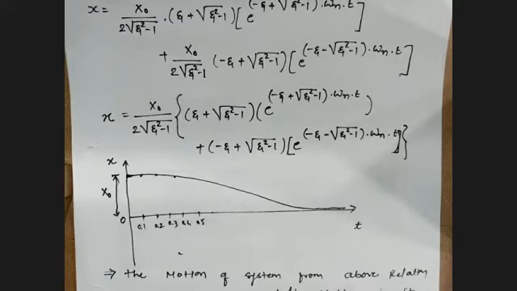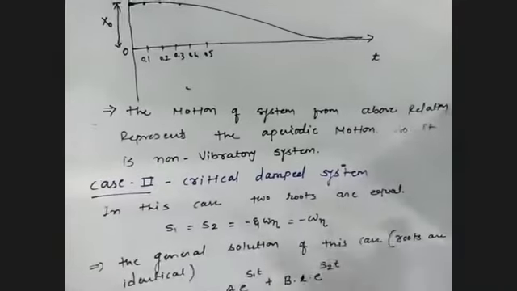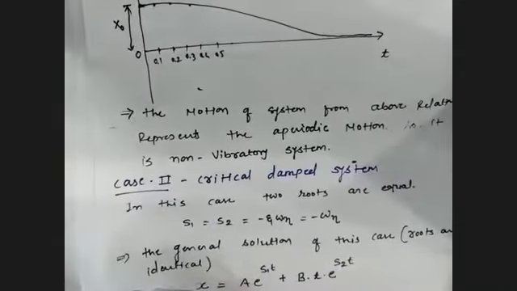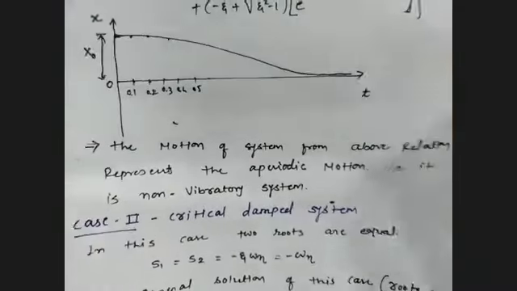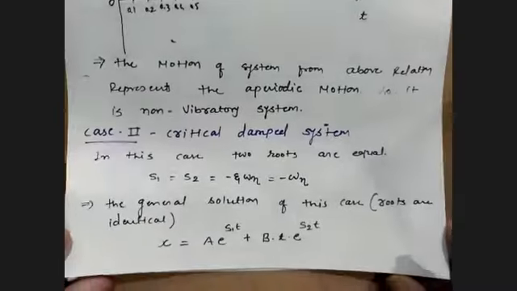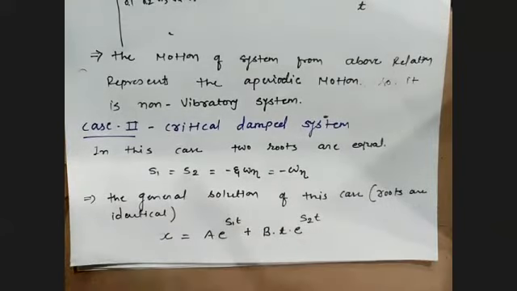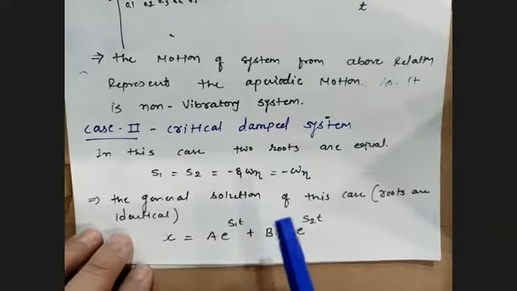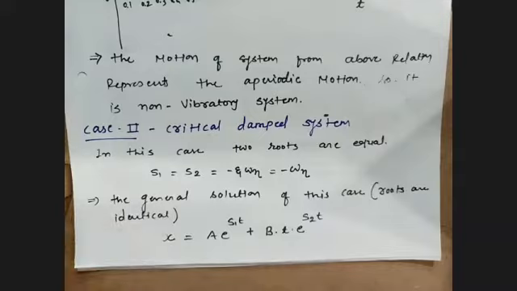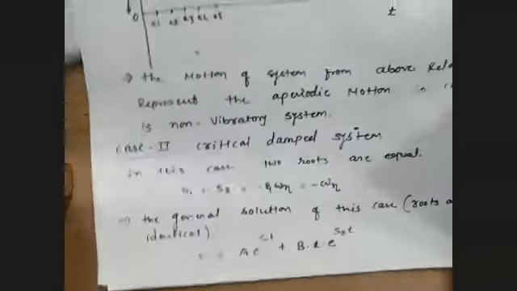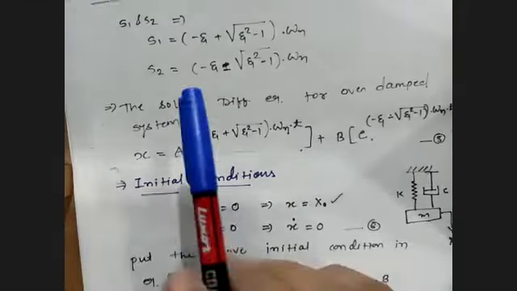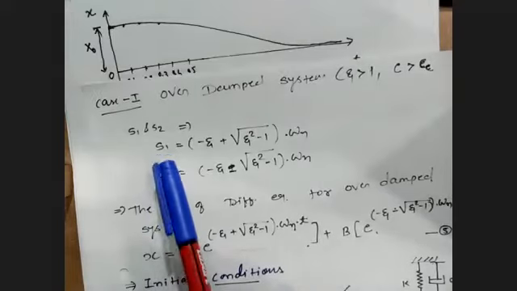Now we discuss the second case, that is the critical damping system. Critical damping means that zeta is equal to 1, which we have discussed already. Zeta is equal to 1 means the two roots are similar. I'll show you again. Here you can see these are my two roots S1 and S2.